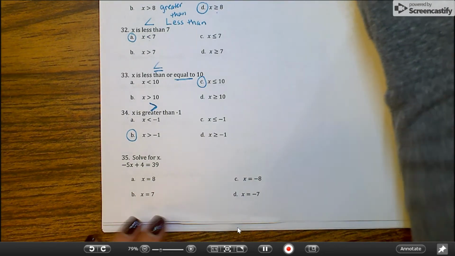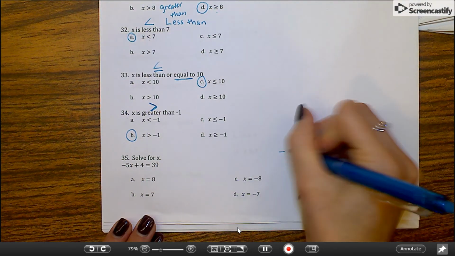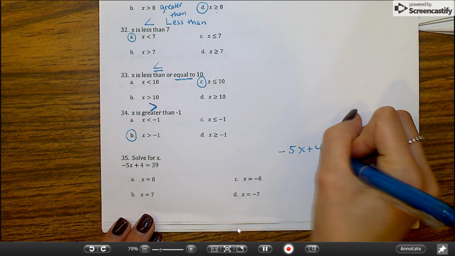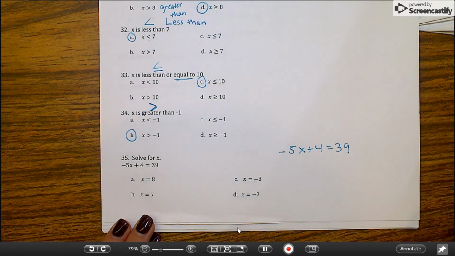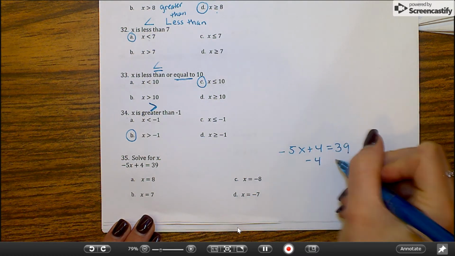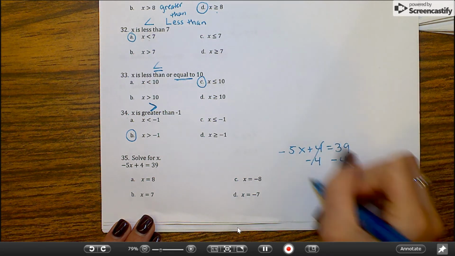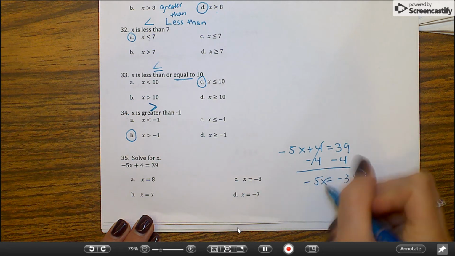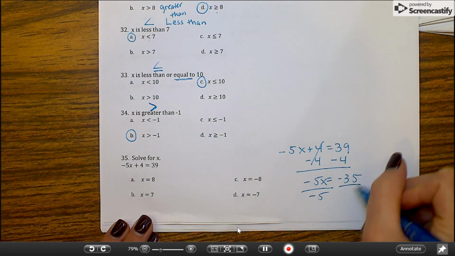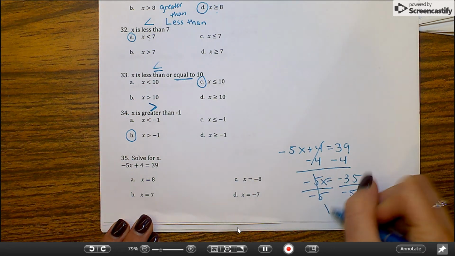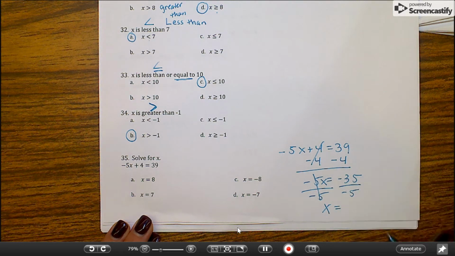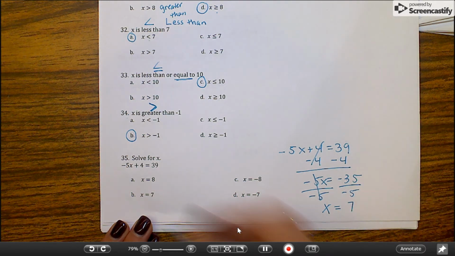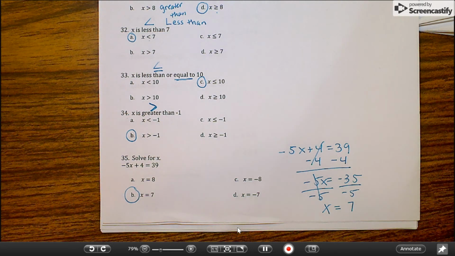Number 35 is solving for X. So on the side, you might want to write your work out. Subtract 4 on both sides. Divide by -5. Negative divided by negative is positive. 7 is the answer. B is the correct answer. Be careful not to pick D.